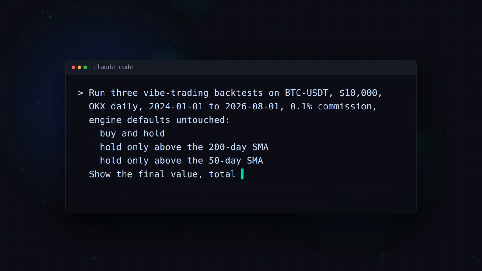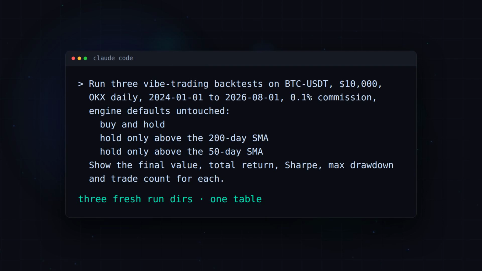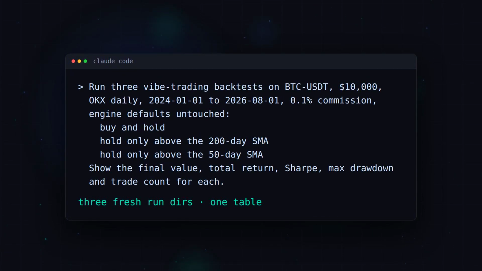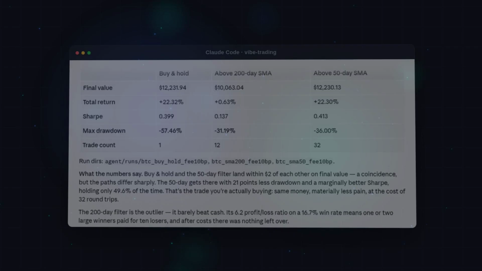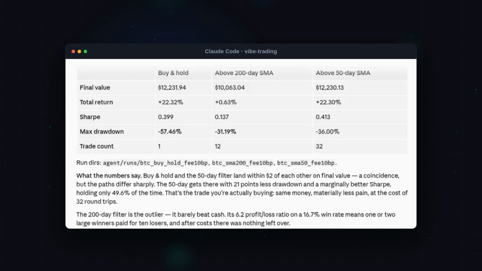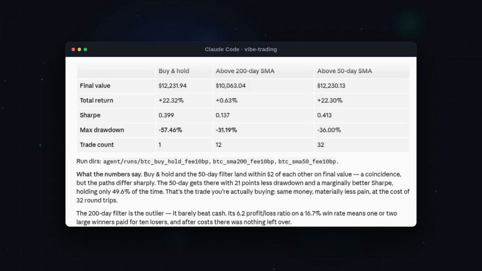So, in a single prompt, 3 variants, same asset, same window, same $10,000. Just hold BTC. Hold it only while it is above its 200-day average. Then the same thing with a 50-day average. 1 prompt, 3 fresh run directories, 3 separate engine runs, 1 table. Final value, total return, Sharpe, max drawdown, and trade count, side by side.